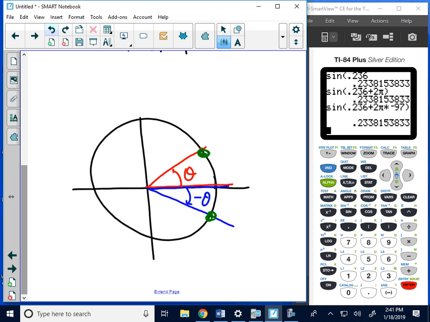Give me a word beginning with V. Vertical line, right? They're on the same vertical line. Correctamundo.